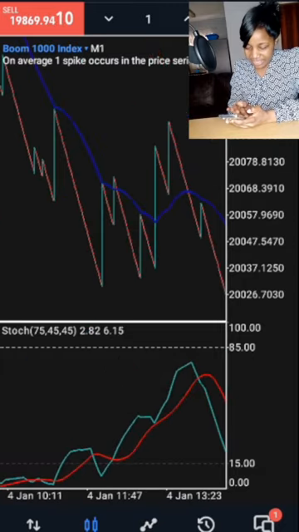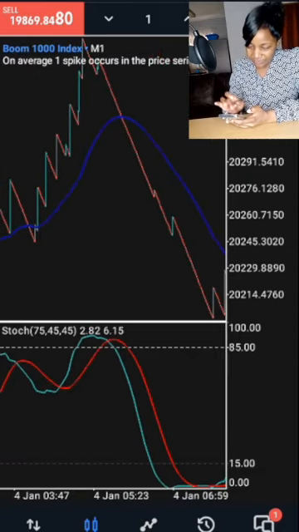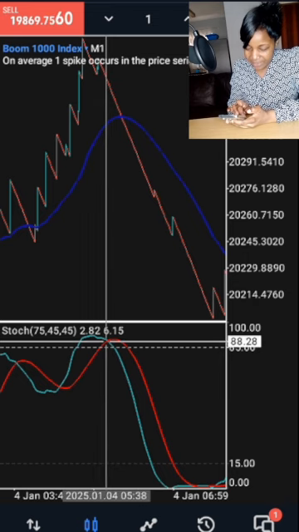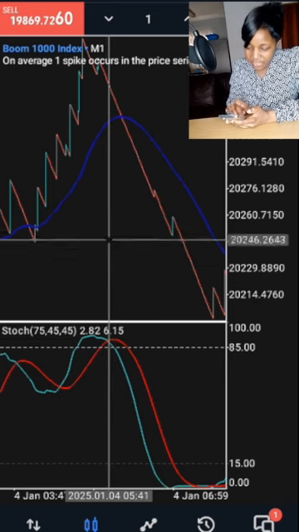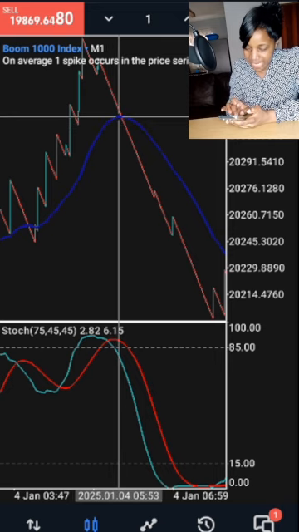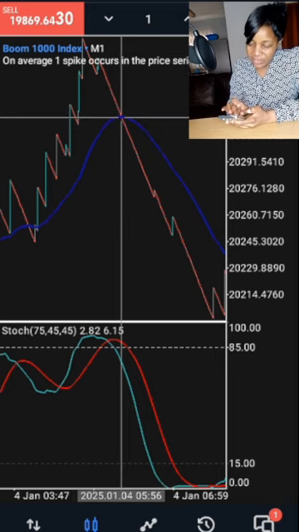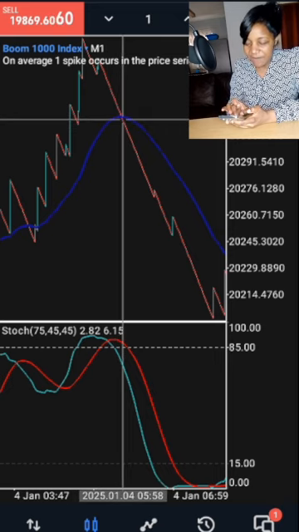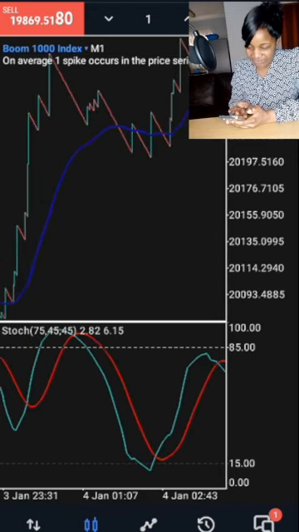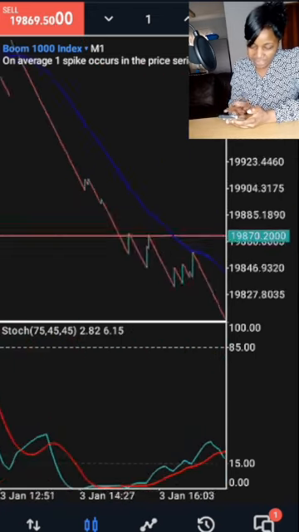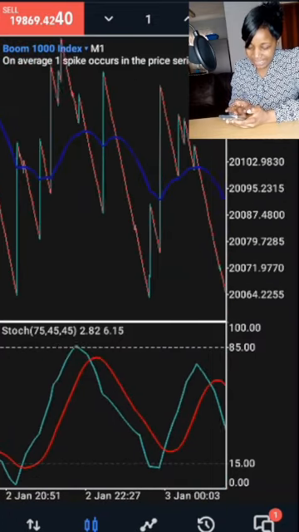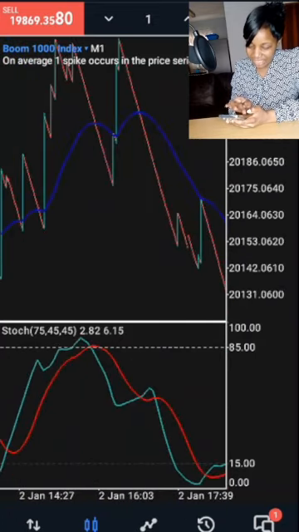Let's look for another perfect entry in Boom 1000. Here there's the crossing of the red and green line above level 85, and also there's confirmation from the main chart, whereby the price or the candlestick crosses the blue line. In this case, we are free to execute our sell, and you take 5 to 10 candles only. Don't be greedy. Don't take more than 10 candles. So this strategy works, guys. You just need to make sure that the two conditions are met, and you take 5 to 10 candles only.